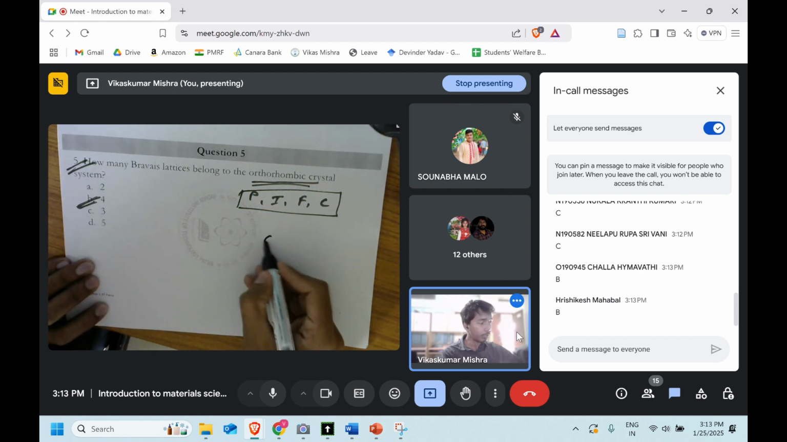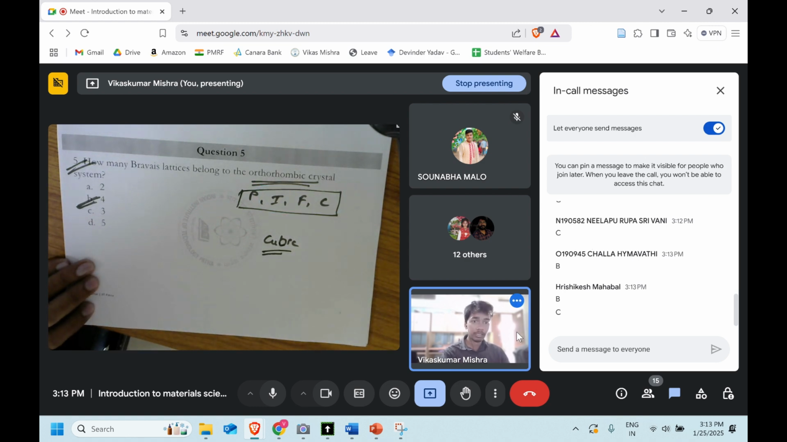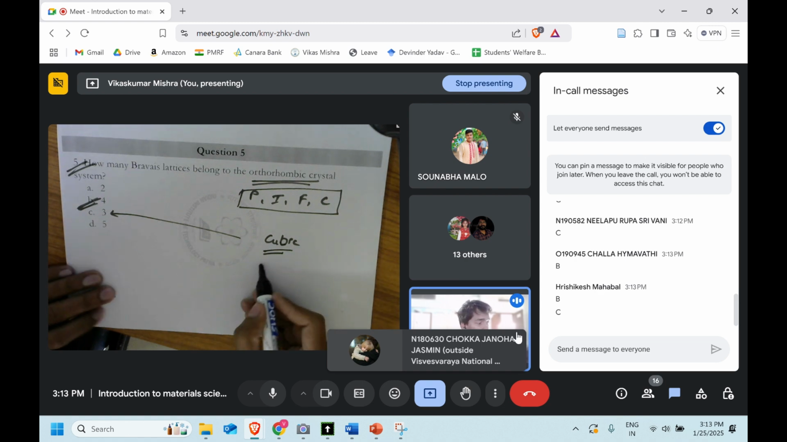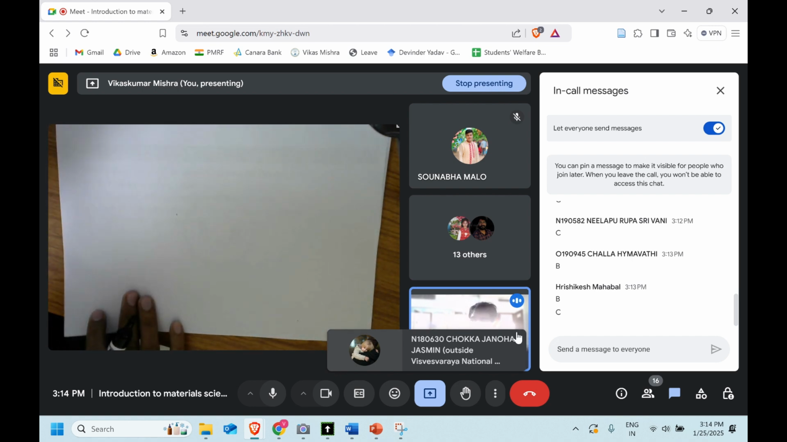And what about cubic? Among A, B, C, and D, if I am asking for the cubic, what will be the correct answer? Yeah, Rishikesh, that's right. Option C. Perfect. In that case, we will have the primitive, body centered, and face centered. Okay, let's move ahead. Let's go to the next question.